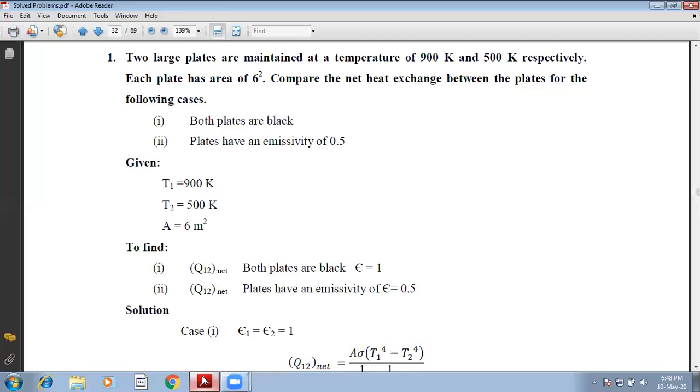Then we come across the term called emissivity, which is the ratio of emissive power of any body to the emissive power of a black body. Emissivity of a black body will be equal to 1, and generally emissivity of other surfaces will lie in the range of 0 to 1.